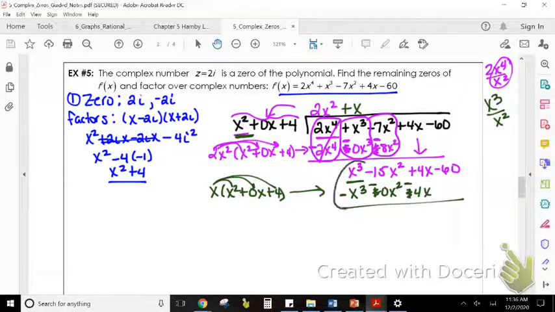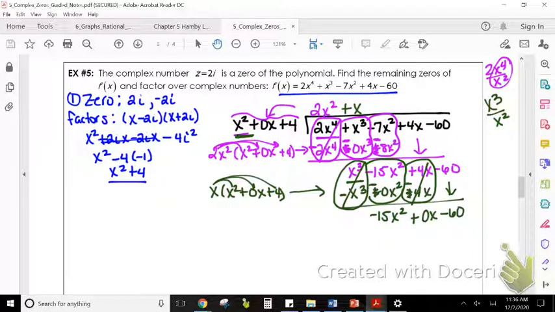And then combine. X cubed minus x cubed cancels. Negative 15x squared minus 0x squared is still negative 15x squared. 4x minus 4x cancels, but I'm still going to put a 0x there for a placeholder and bring down the rest. And then we're going to do this one more time.